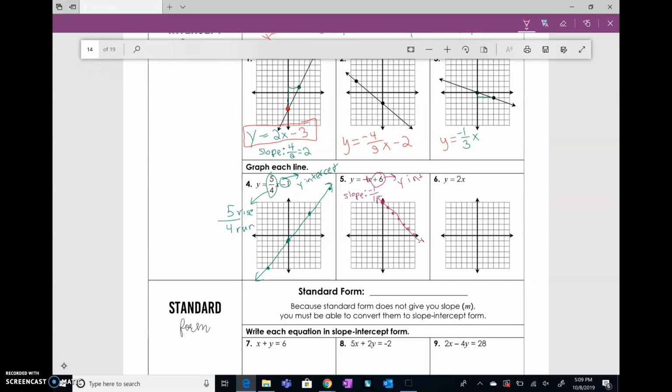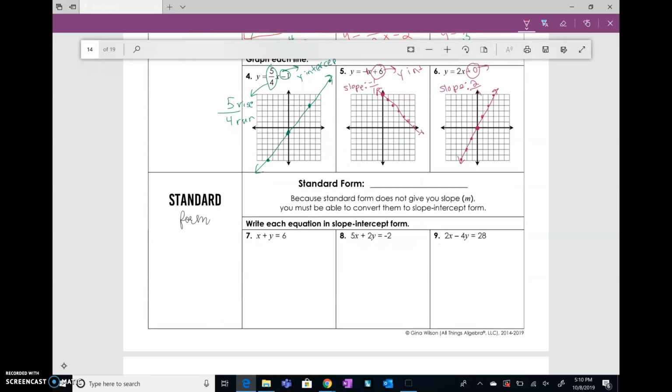And then number 6, y = 2x, so there's an invisible 0 here, so 0 is your y-intercept, so you start here. The slope is 2, so you put it over 1, which means positive 2. You go up 2, over 1, up 2, over 1, up 2, over 1, down 2, backwards 1, down 2, backwards 1, down 2, backwards, done, and you've got a line.